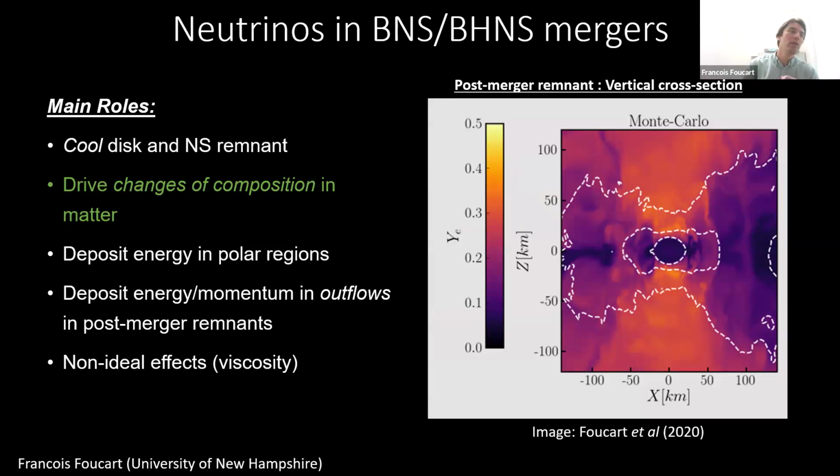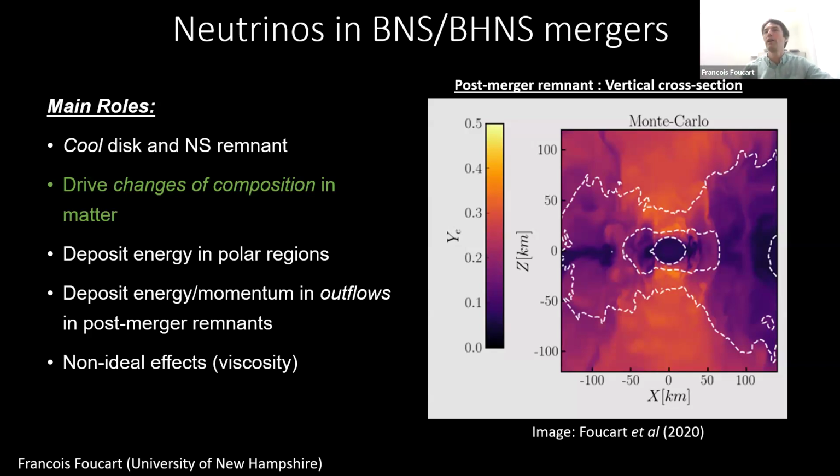The second and maybe more important aspect of the role of neutrinos, and where neutrino transport becomes more important, is that neutrino matter interactions are the main driver of composition changes in the matter inside the neutron star remnant, but also, of course, the outflows. And by composition here, I mean mostly the relative number of neutrons and protons. And we know that the relative number of neutrons and protons is one of the main determinants of the outcome of nucleosynthesis in the matter being ejected in these mergers. And thus, it's important to understand production of heavy elements, but also to understand the properties of kilonovae and try to map the properties of those kilonovae to the properties of binaries, as David already discussed.